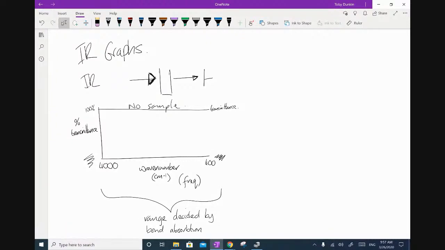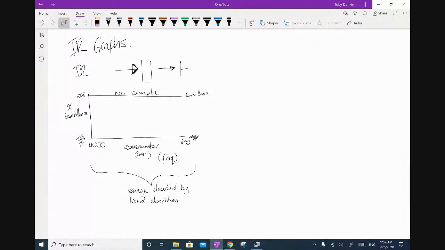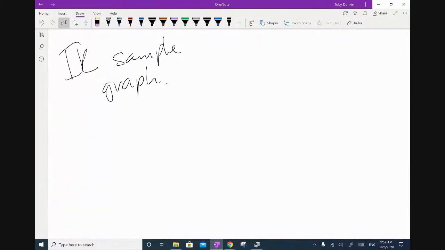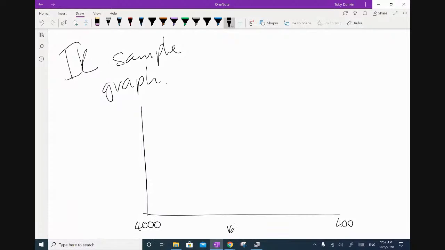So, what happens when we now put a sample in? The IR sample graph. Now, this is actually a very odd thing. We've got 400. By the way, I always label all this because I know for a fact that they do this a lot. Whenever I draw out a rough graph, I really like to put down everything because I know they're going to do all this. There's 100 up there. Percentage transmittance.